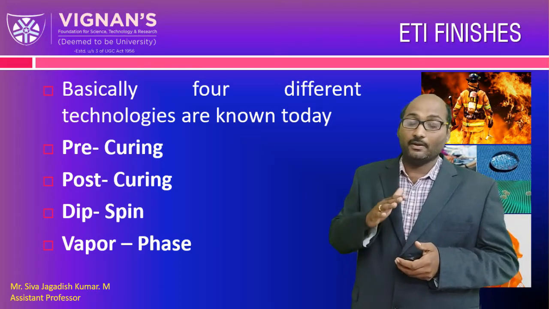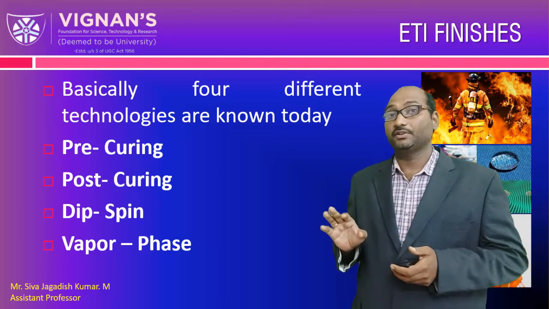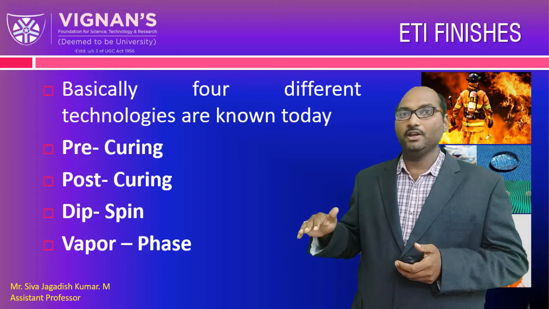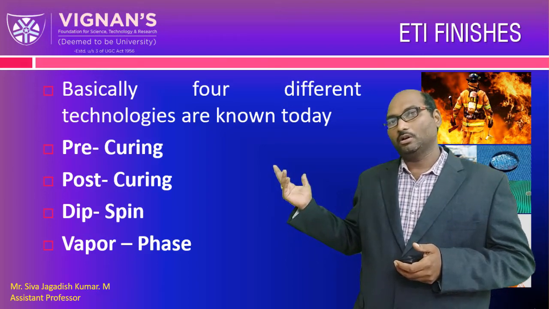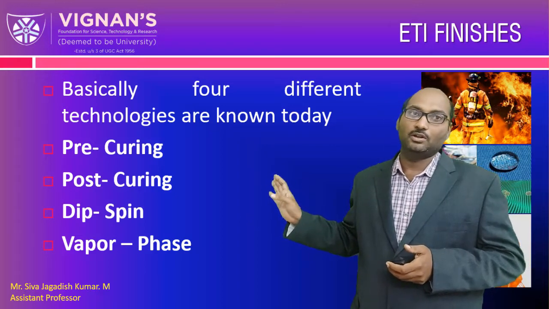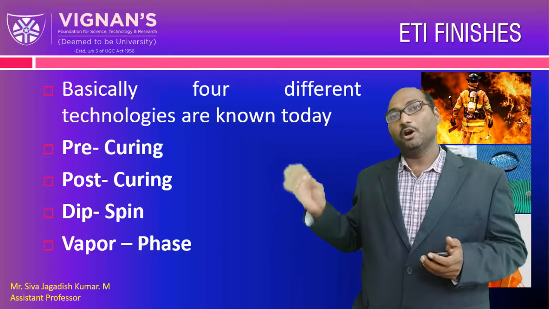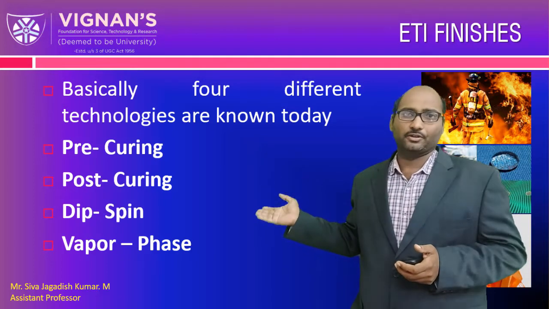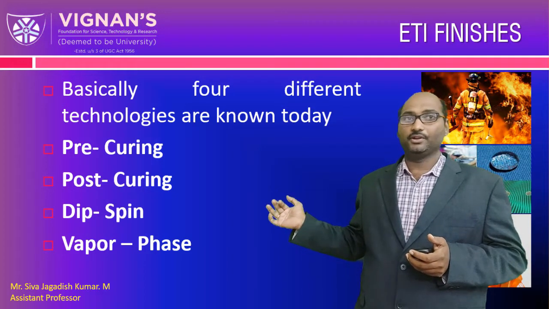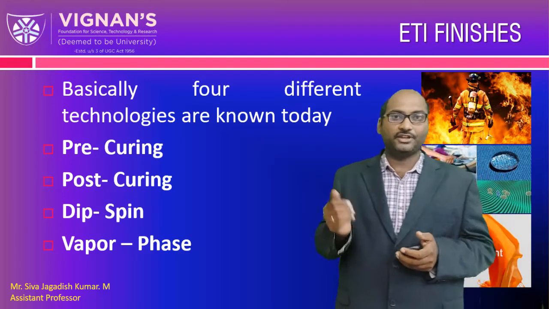Pre-curing means the fabric itself is applied with the resin and then the curing is also done. That is referred as pre-curing. Post-curing means the fabric will be finished and it is cut and made into garments, then cured; that is post-curing, most commonly used. And the more advantageous is dip spin. Once you make the garment, then you apply the chemical, then you cure it. That is nothing but dip spin. So the first 2 are nothing but the fabric finishes. The next 2 are garment stage finishing.